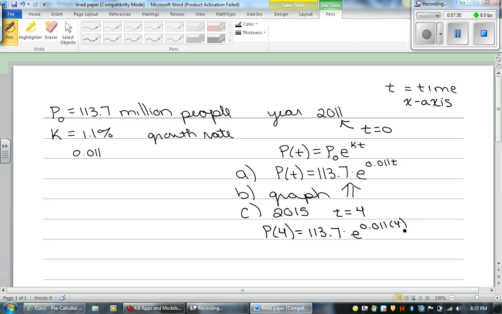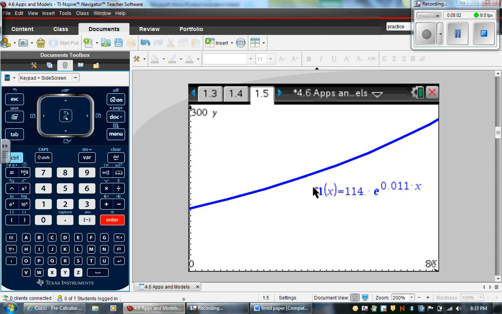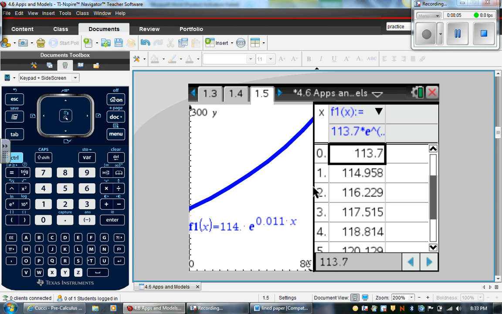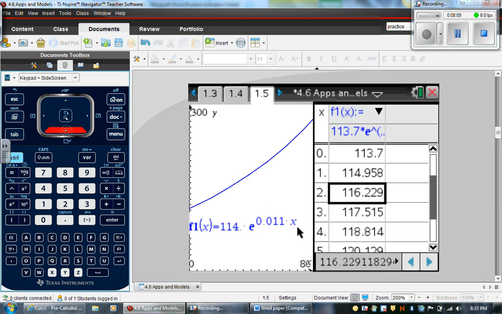Well, we could put that right into our calculator to evaluate it. And we get approximately 118.8. Now remember, that's talking in millions. Another way we can actually look at this, since we do have this graph, is I could pull up this table and look at x equals 4. My y value there is 118.8. So we can do it graphically, we can do it algebraically. Either way, we get the same thing.